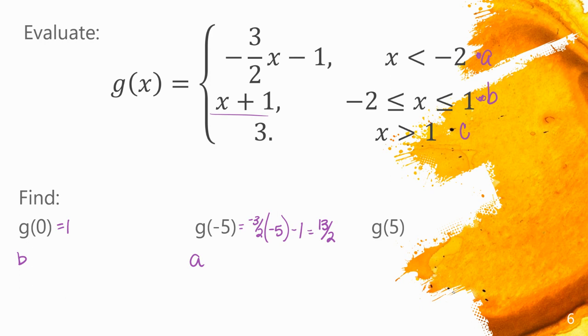Back to our evaluating, we've now got g of 5, and I know that that is going to fall into the C portion of the piecewise. Now, this is an interesting one. There's no x to plug into. It's just 3, which means that no matter what x is, the answer is 3. So g of 5 is 3. Incidentally, g of 7 is also 3, and g of 24 is 3, and g of 100 is 3. Any number larger than 1 will be equal to 3. That's kind of a fun and interesting constant function there.